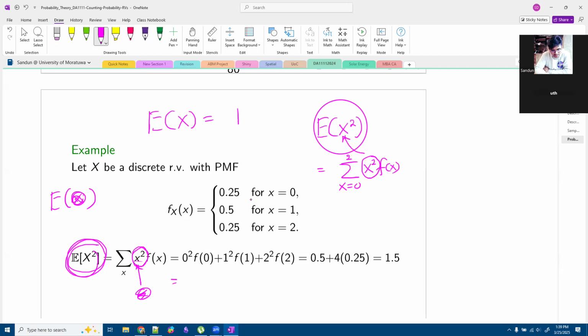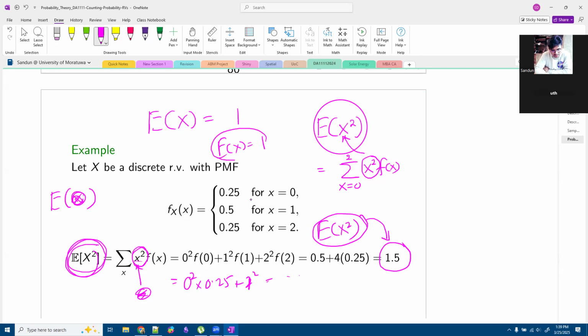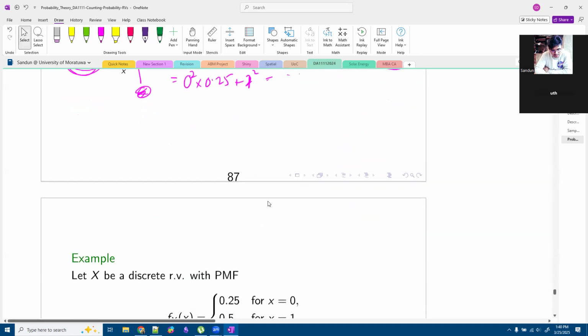So when we do the math, x square f(x): 0 square times the probability 0.25 and so forth. You calculate the square values, 1 square, 2 square and so on. Now the expectation gets a different value. The expectation of x square is 1.5. Expectation of x is 1. By the look of it, you can easily see that the expectation of x is not equal to the expectation of x square. That's a numerical example.